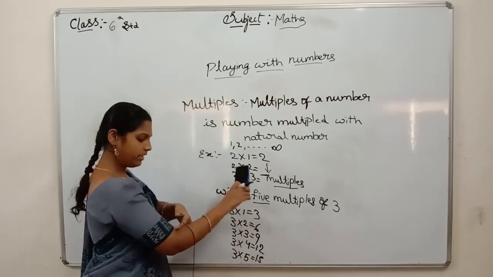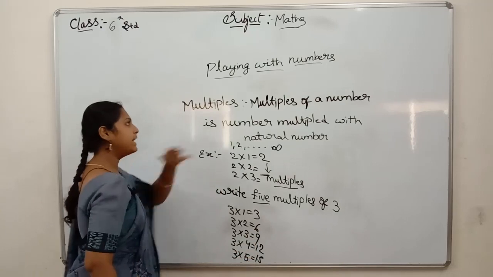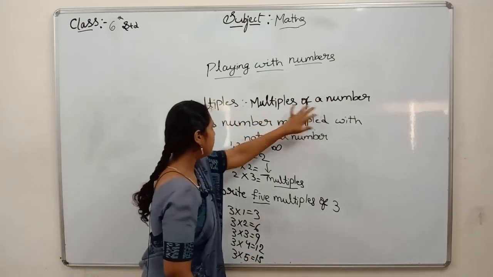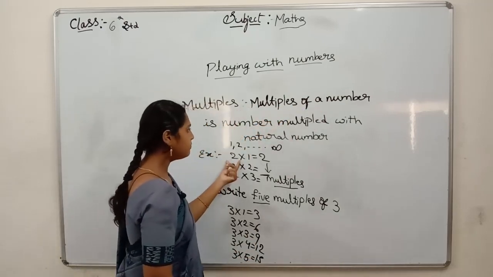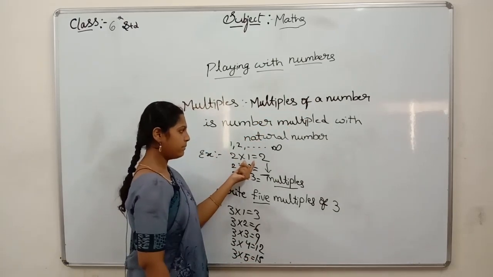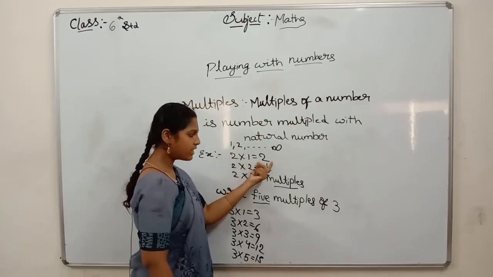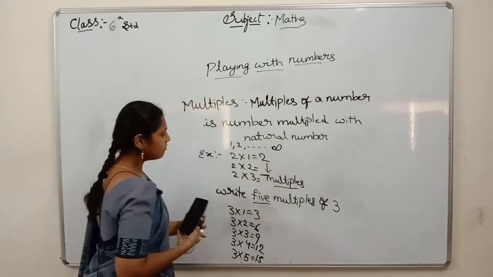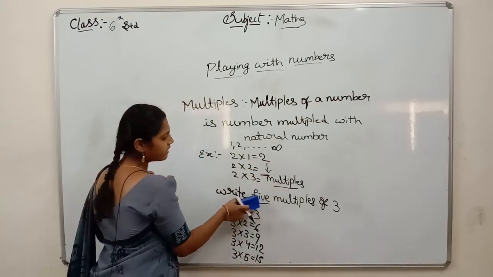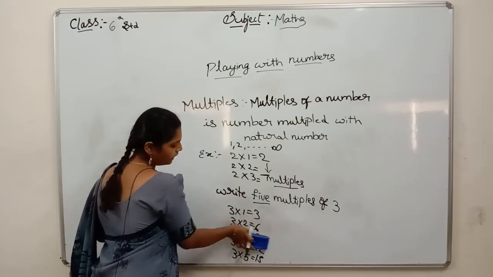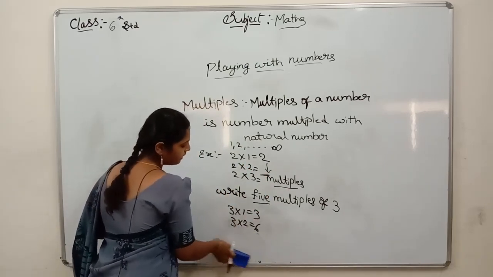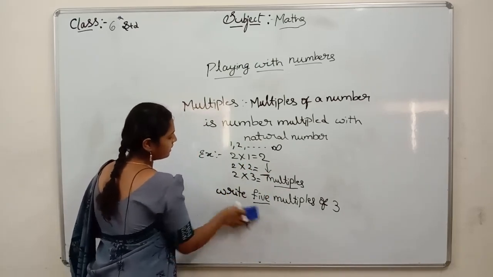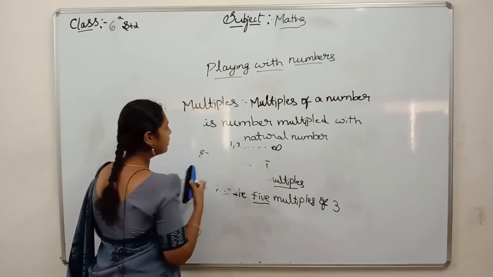You understand now what the multiples are? A multiple of a number is a number which is multiplied with a natural number. Then what will we get as the answer? That we call the multiples. If they asked here for 2, we have to write only 2. You understand how to write the multiples? We'll see now some of the conclusions.